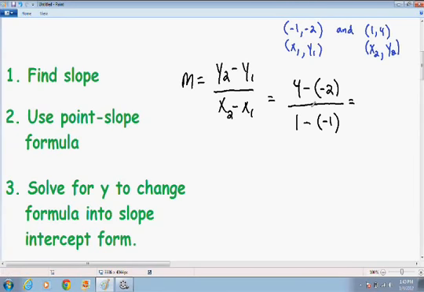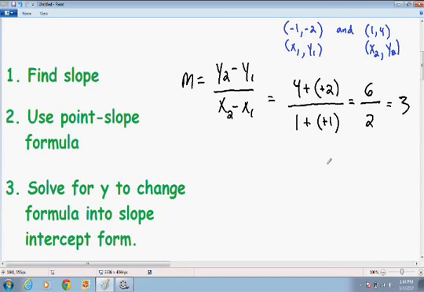Now you want to simplify this as much as possible. Whenever you have 2 negatives next to each other, that's the same as a positive. So we have 4 plus 2, which is +6, and we have 1 plus 1, which is +2. And 6 over 2 can be simplified even further to 3.